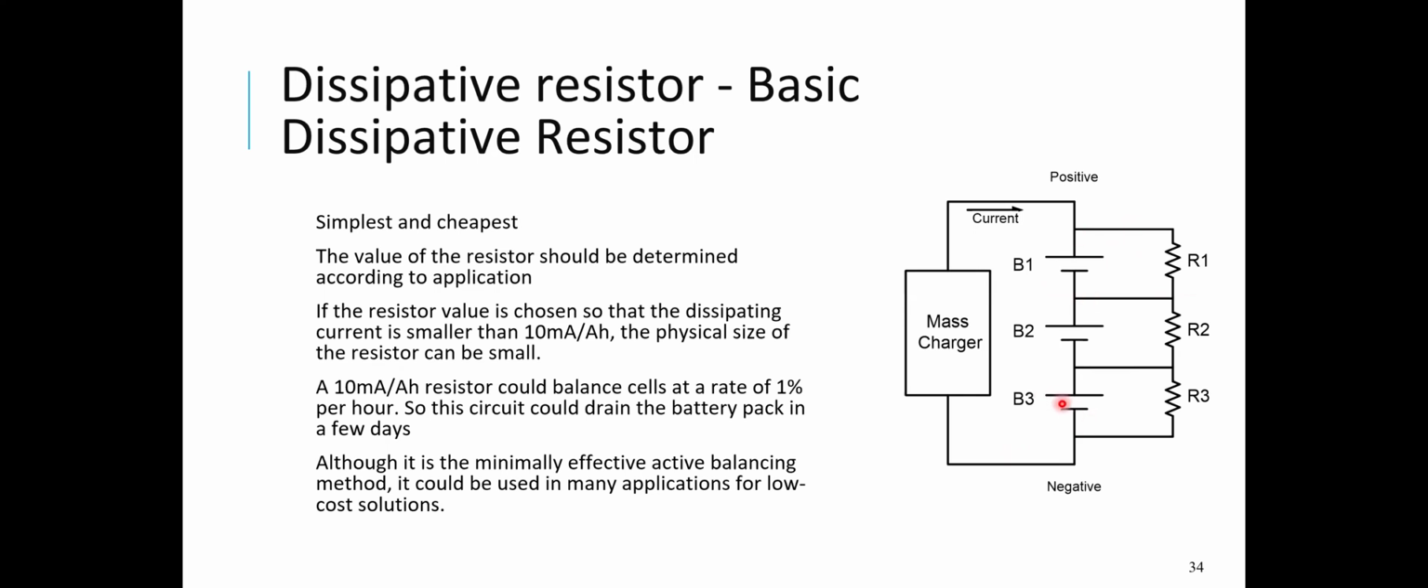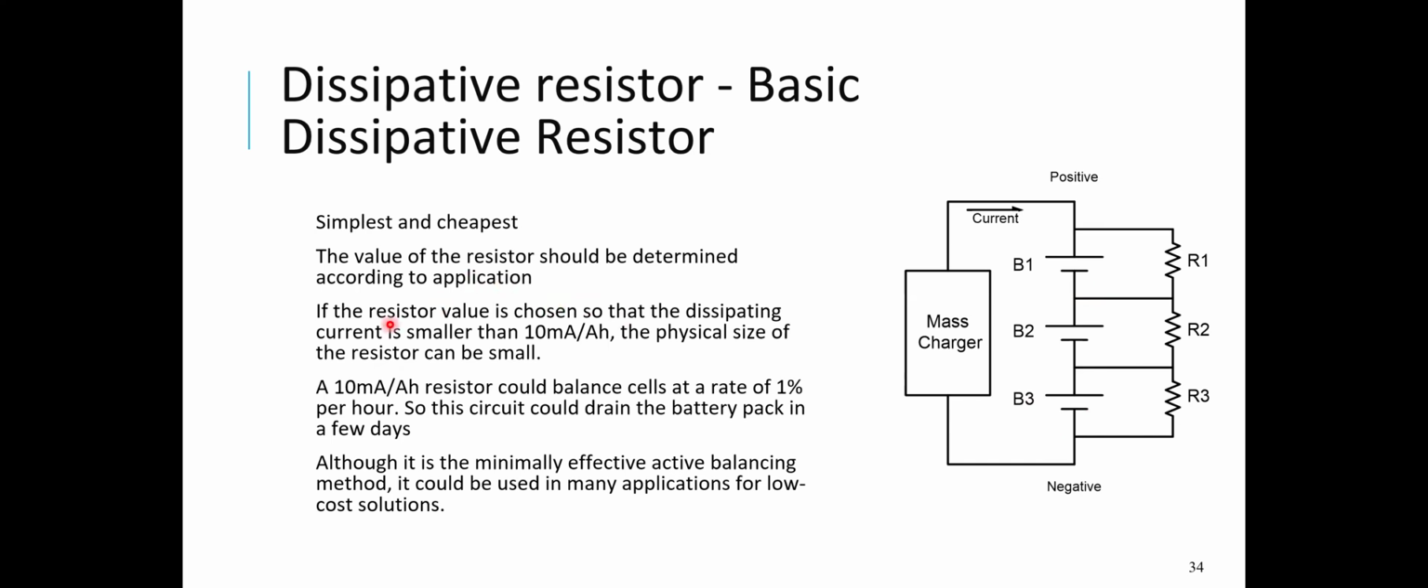If this battery is at 11 volts and I have 1 ohm here, this current will be 1.1 amp. So slowly over time, this battery that was at a higher voltage at 11 volts compared to this battery that was at 10 volts, because it's being discharged more quickly, this difference will reduce over time. So that's the idea behind this basic dissipative resistor value.